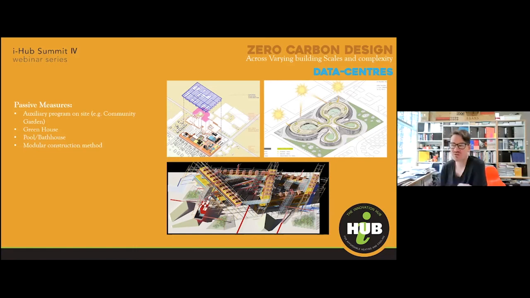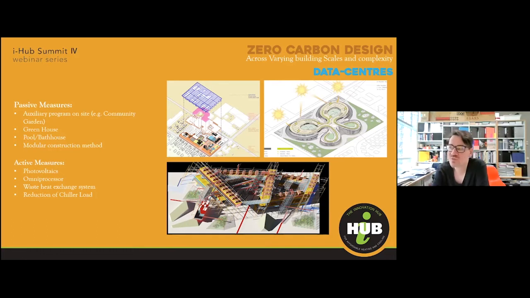Modular construction method, you can see on the bottom of the image here one example where this was investigated quite substantially. Some of the more active measures, again, photovoltaics, processes, waste heat exchange systems, and reduction of chiller loads with pump systems, as I described earlier.